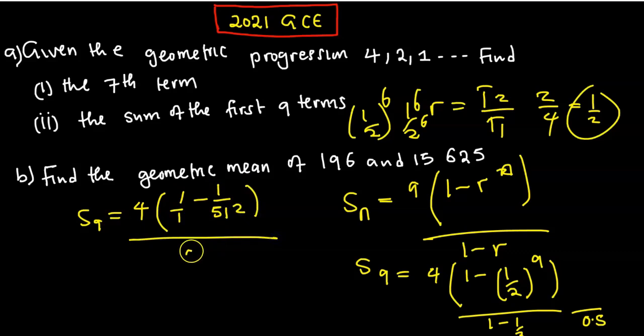Then divide 0.5. So here in the bracket, if you are to work out what is here, the common is 1. That is, the lowest common denominator is 512. So 1 into 512 is 512. So 512 minus 1, then divide 512. That is what is going to be here.